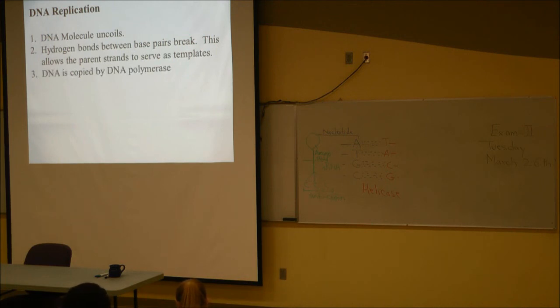DNA is copied by DNA polymerase. This enzyme is the one that adds new nucleotides to the old strand. That's bad. Direction of replication is always from 5 to 3 prime.